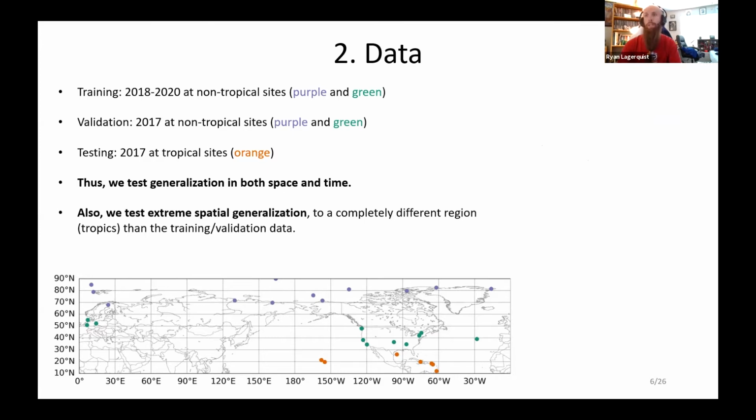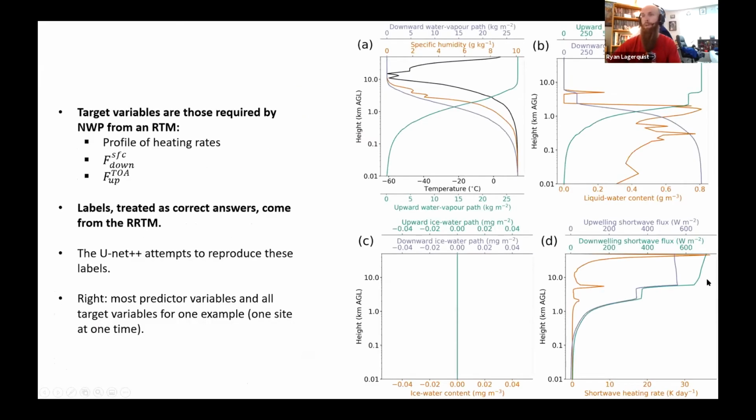So going from the training to testing data, we're testing the generalization ability of the model in both space and time. And we're also testing spatial generalization in a pretty extreme sense. We're testing the generalization to a completely different region of the globe. So training and validating on mid-latitude and Arctic sites, but then testing on tropical sites to see how well we can generalize.